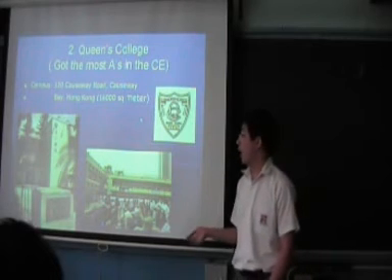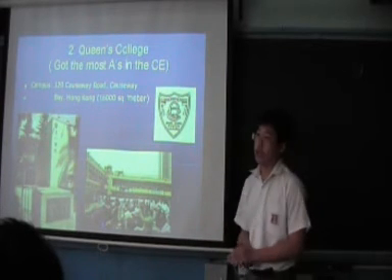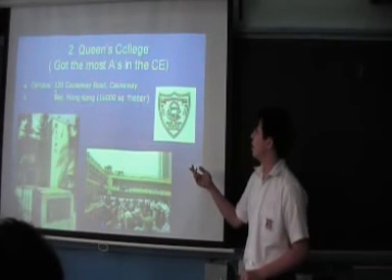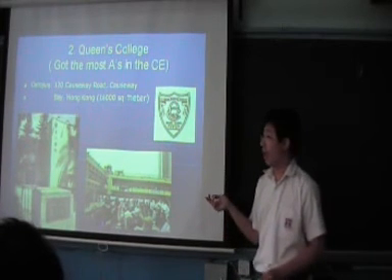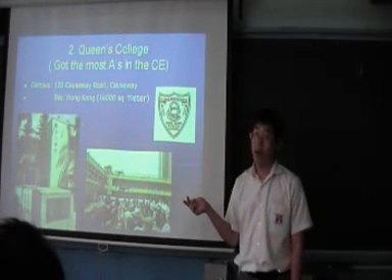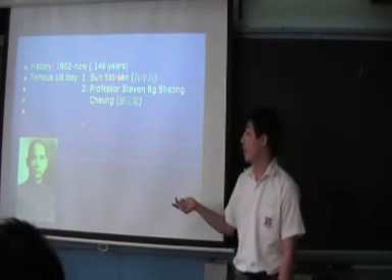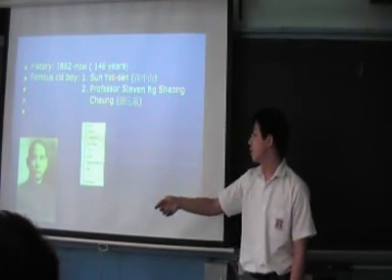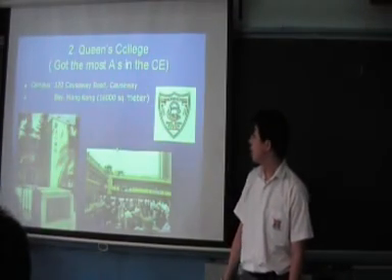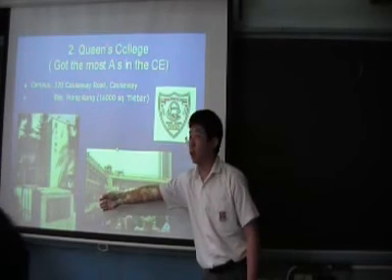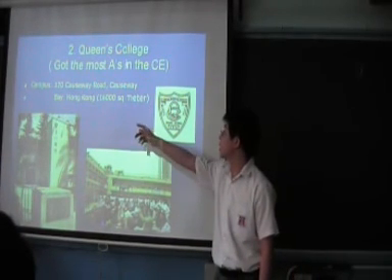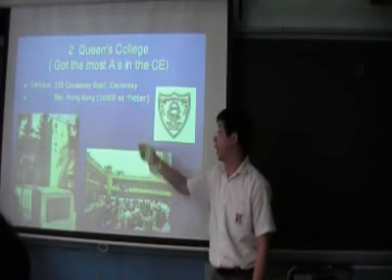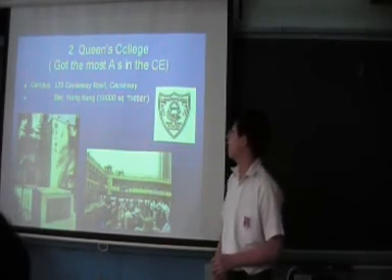Then the next school I need to present is Queen's College. And it's got the most A's in the public exam. And it's a boys' school on Hong Kong Island, and that is also very famous. That is the campus of Queen's College. It's in Causeway Bay. We can see the square meters of it, that I just found from the EMB website.